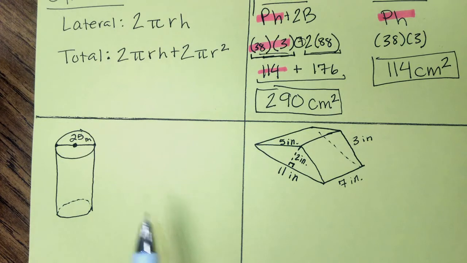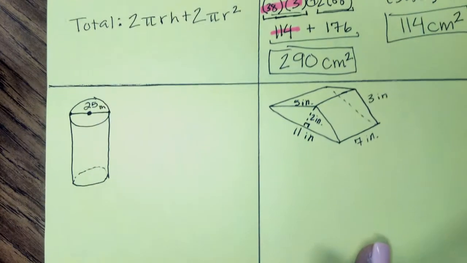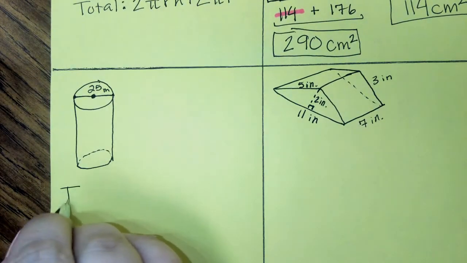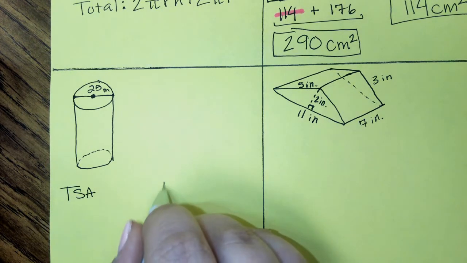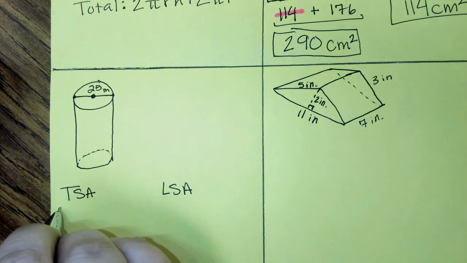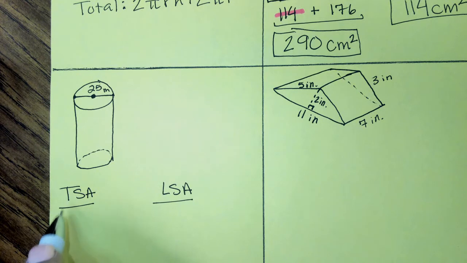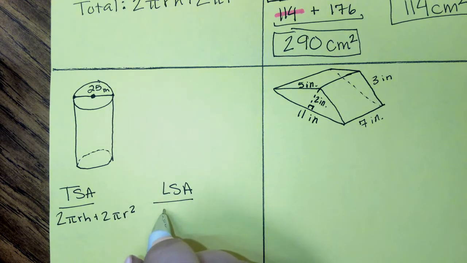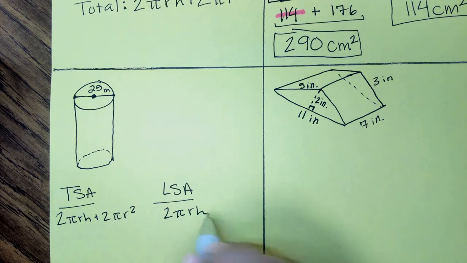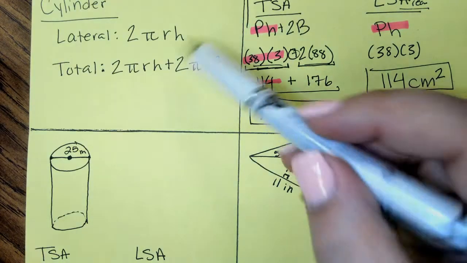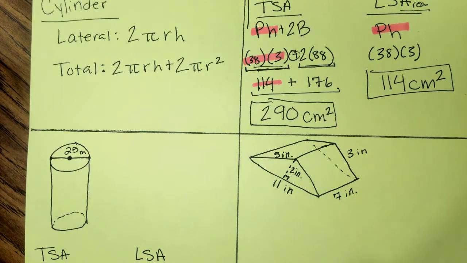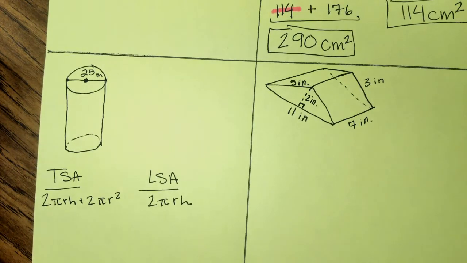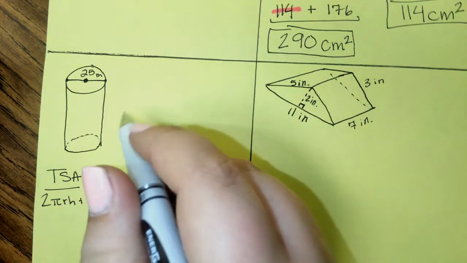Next I've got a cylinder. We want to find the total surface area and the lateral surface area. The total surface area formula is 2 pi rh plus 2 pi r squared. And the lateral surface area formula is 2 pi rh. You could get those from your star chart. I have them right here. Before we begin, we're going to redraw the base, which is a circle.